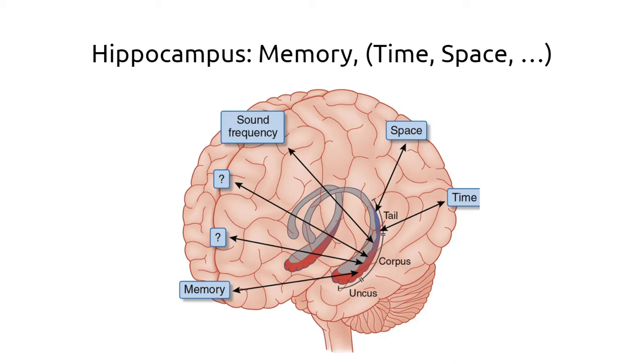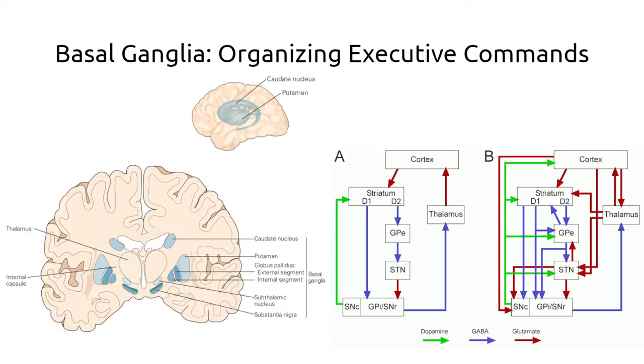Yeah, there we are. That seems fair. So, memories. Next, basal ganglia.